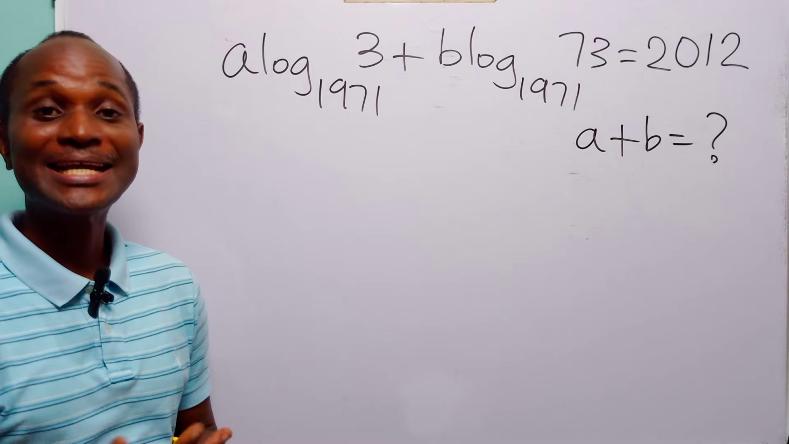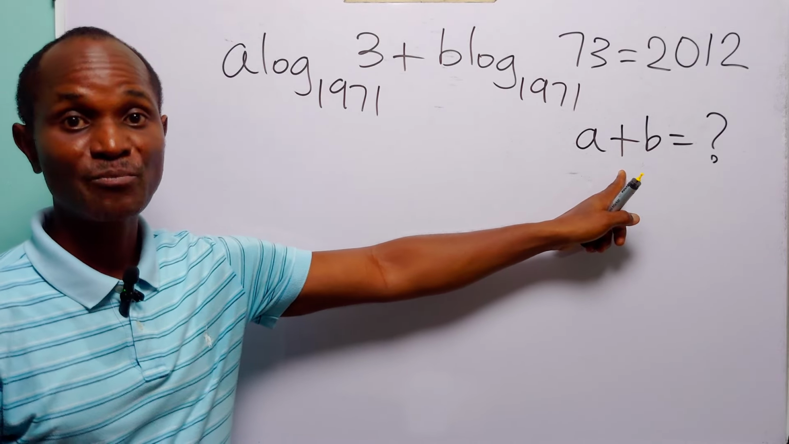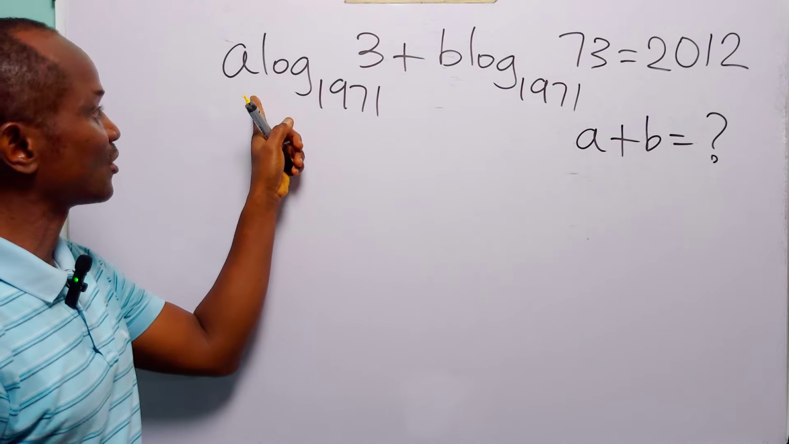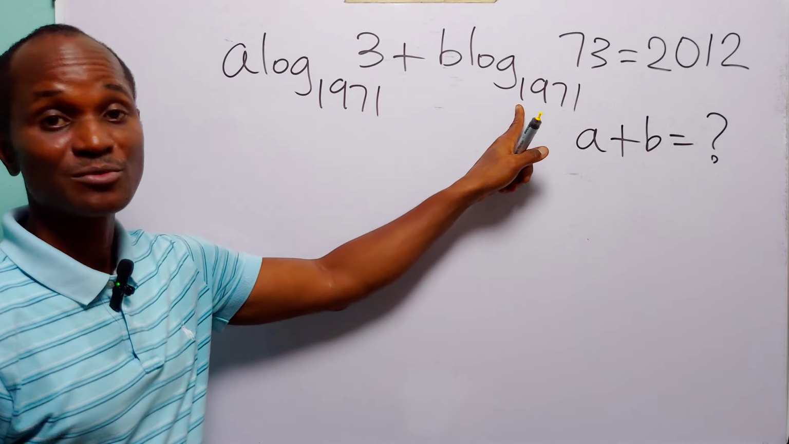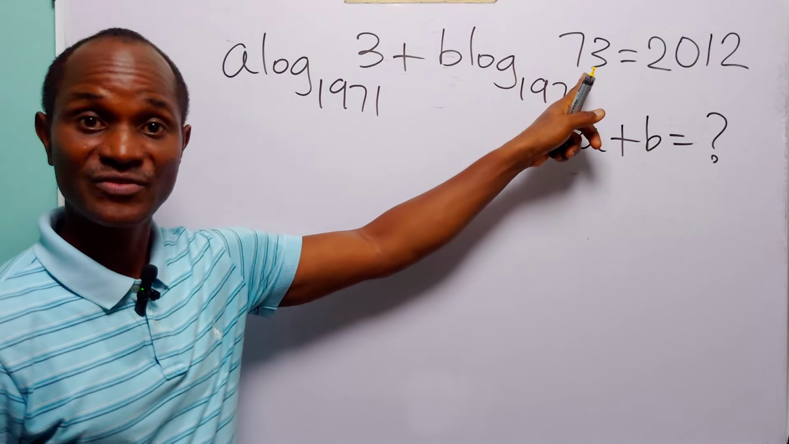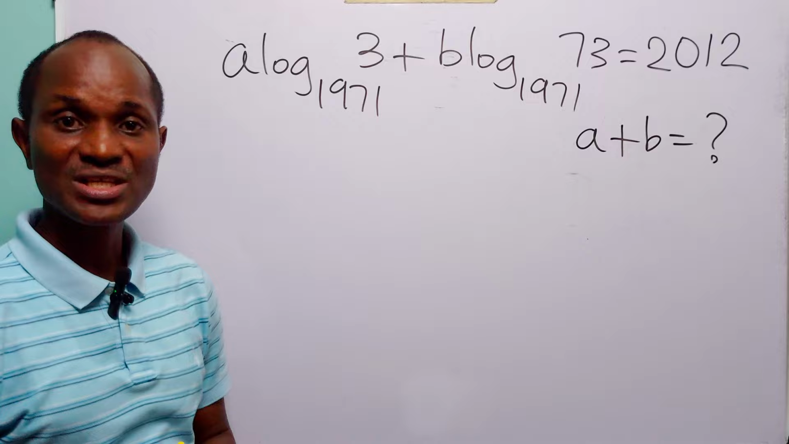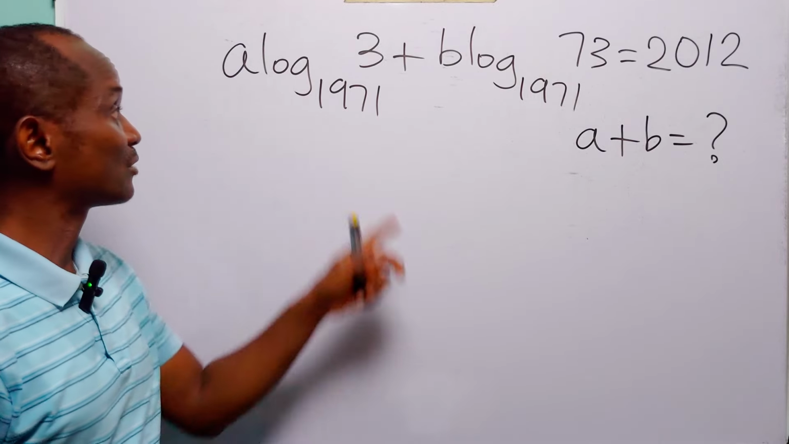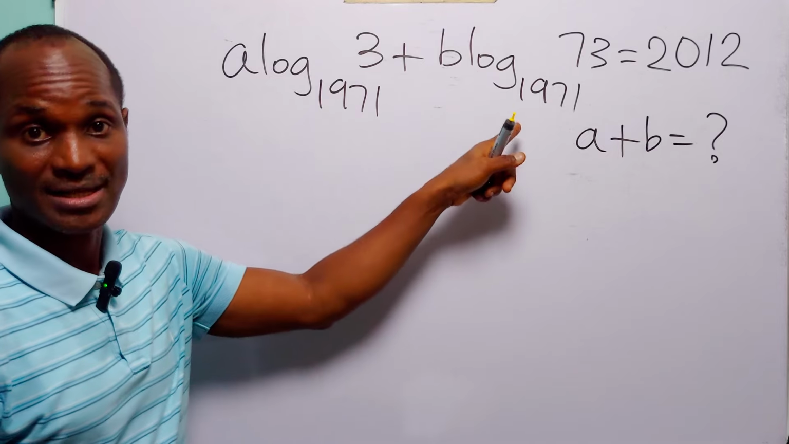Hello and welcome. In this math tutorial, our task is to find the value of a plus b, given that a times log to base 1971 of 3 plus b times log to base 1971 of 73 is equal to 2012. Now, to solve this problem, we will apply the power law of logarithm to these two log terms.